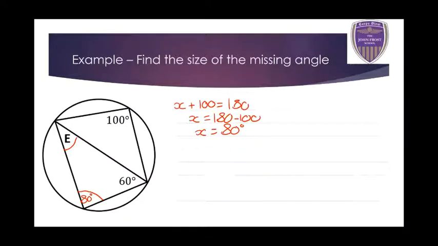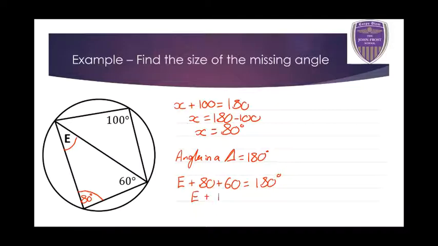Now I know again that angles in a triangle add up to 180 degrees. So therefore, angle E plus 80 plus 60 is equal to 180 degrees. Therefore, E plus 140 equals 180, and I'm not going to patronize you. Something plus 140 is 180. E is equal to 40 degrees.